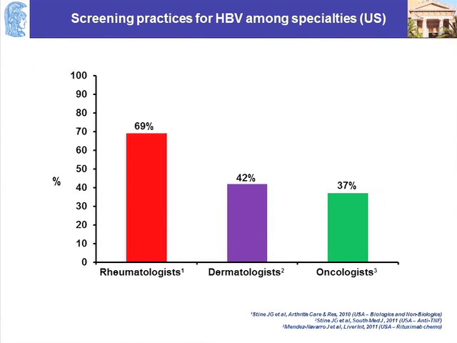Now, are we screening our patients appropriately? As was mentioned before, we're doing a better job compared to dermatologists and oncologists. All these studies are from the US, and about 70% of rheumatologists do the appropriate screening compared to about 40% of dermatologists and oncologists.